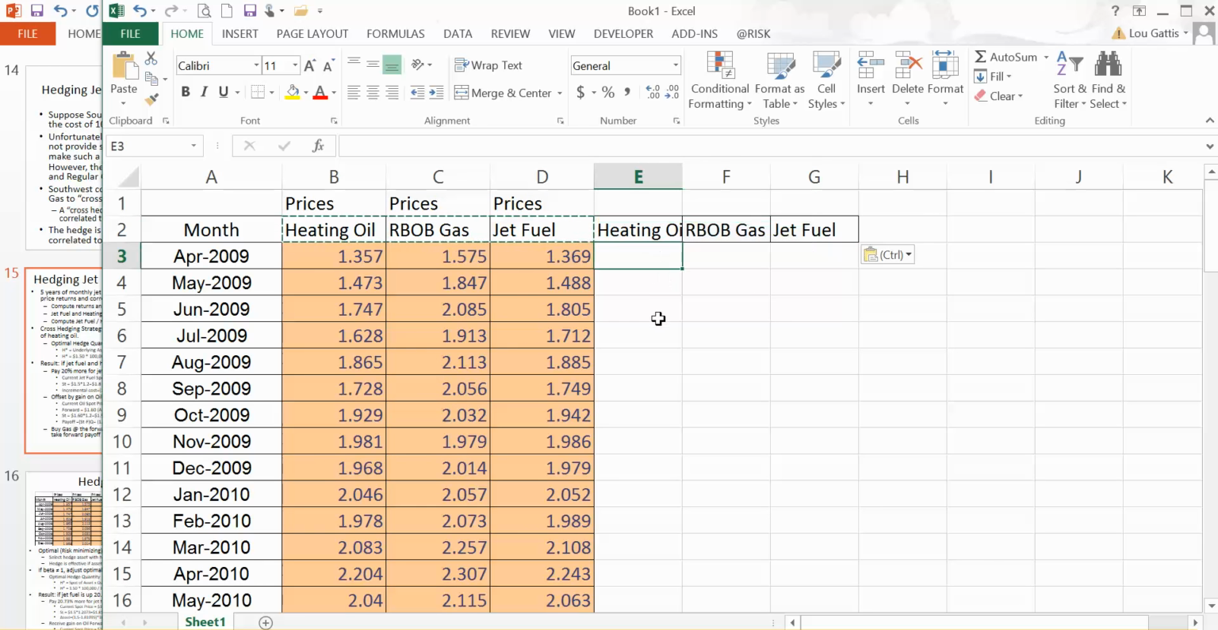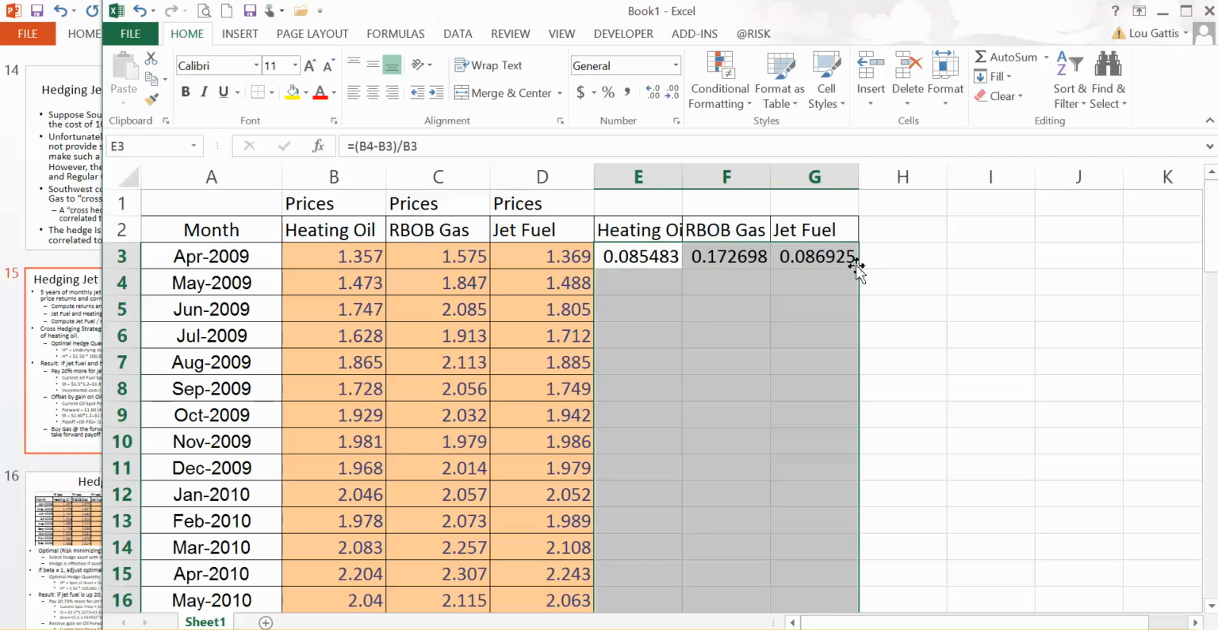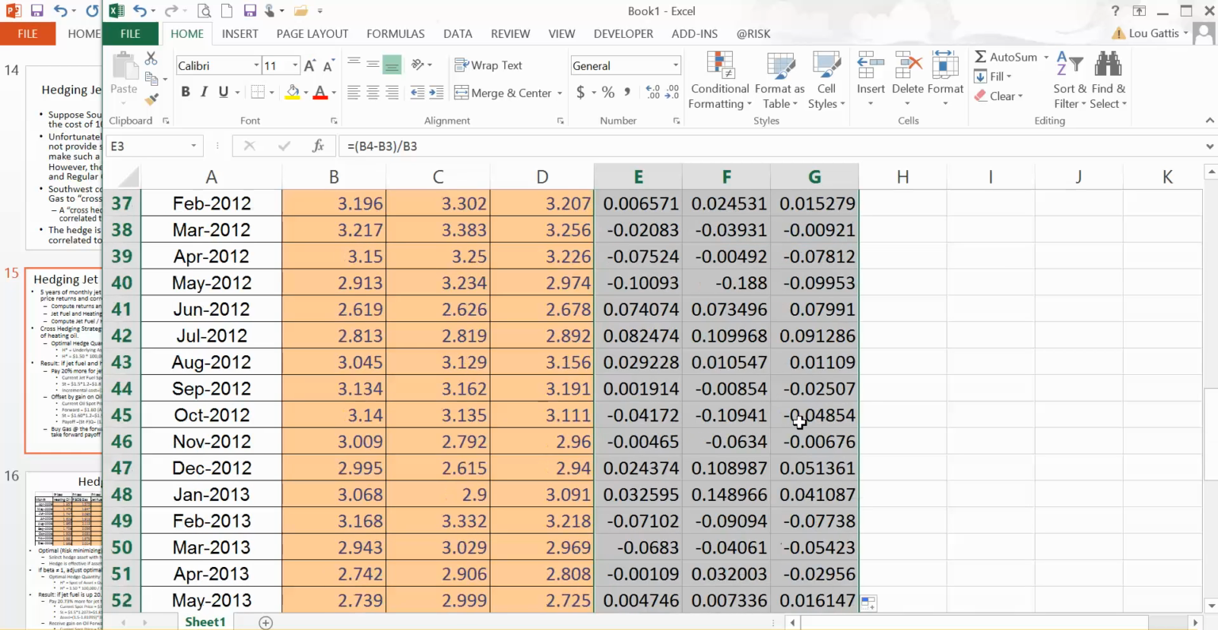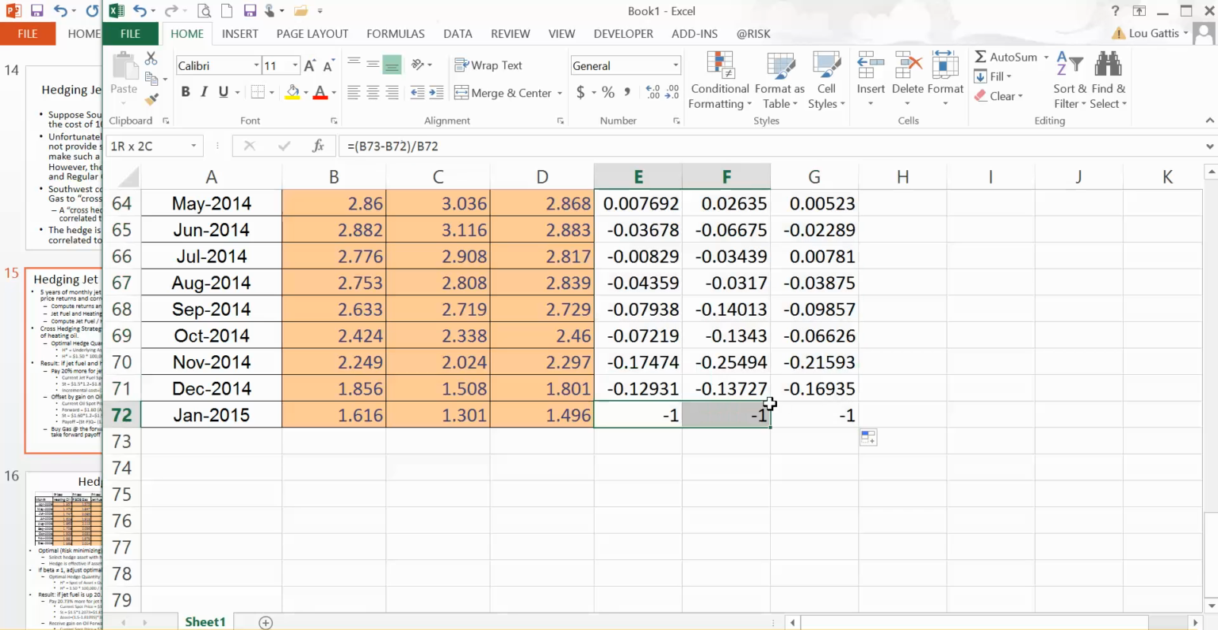So let me just take the May price minus the April price divided by the April price. So it's 8.5% appreciation. I'll copy that down. But let me delete off the last row, since there's always one less computation of returns than prices.